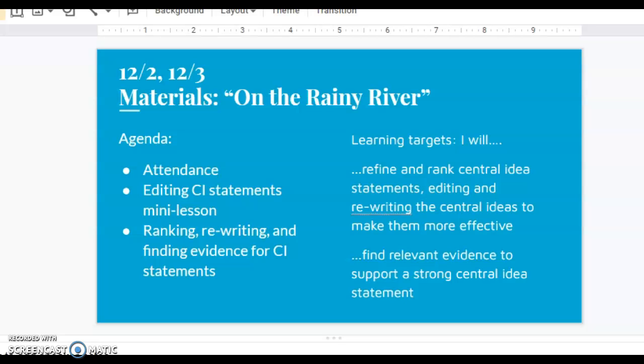Good morning. So last class we started to write some central idea statements for On the Rainy River. I'm going to do a quick lesson on editing central idea statements to make them a little more clear and concise, and then you'll be doing a lesson on your own on ranking, rewriting, and finding evidence for central idea statements. So today you will refine and rank central idea statements, edit and rewrite the central ideas to make them more effective. And then finally, you will find relevant evidence to support a strong central idea statement.